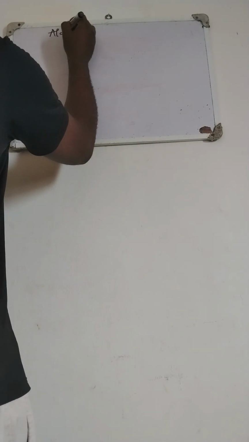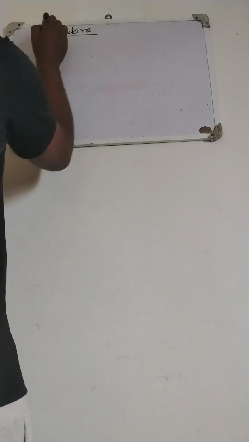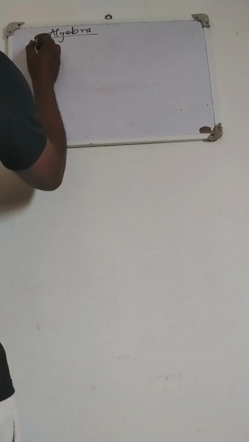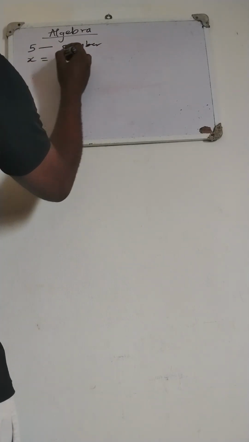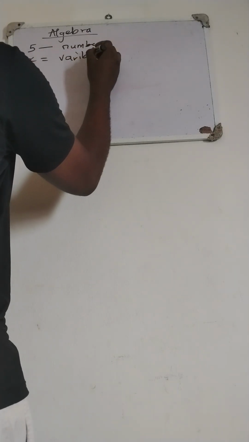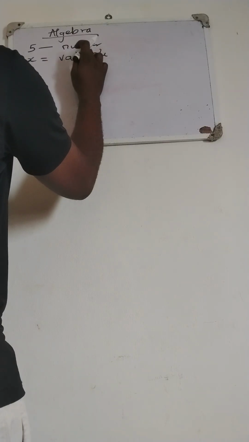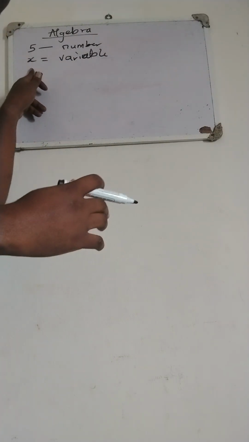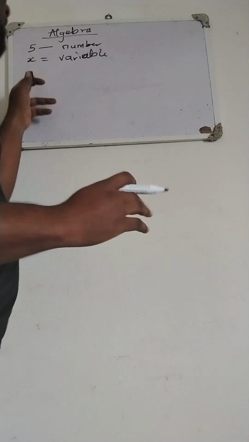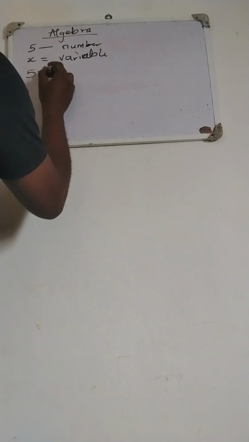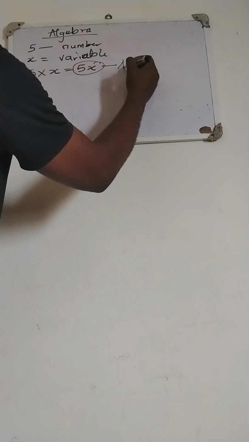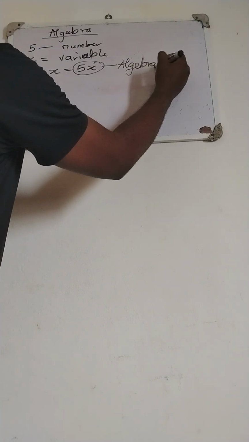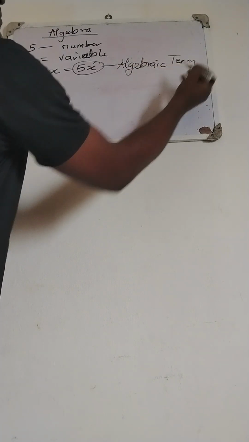Okay, so we go with algebra. And for algebra, we know this is a number, while this is a variable. Variable, because x is a variable because x can be any number. So when we have x times 5, which is x5, this is called an algebraic term.